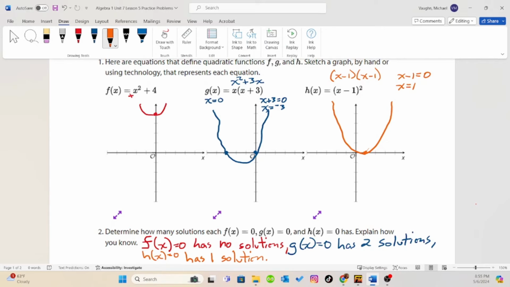And there are only these 3 possibilities. No solutions, because it never touches the x-axis. 2 solutions, because it touches the x-axis twice. Or 1 solution, because the vertex is the only point touching the x-axis.